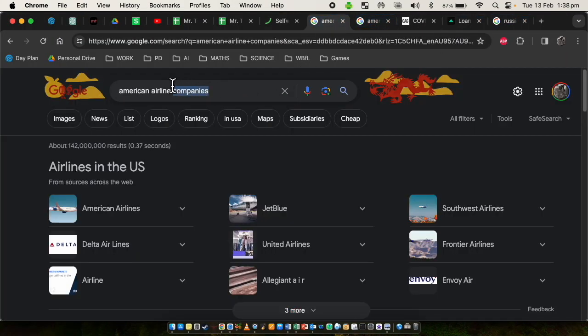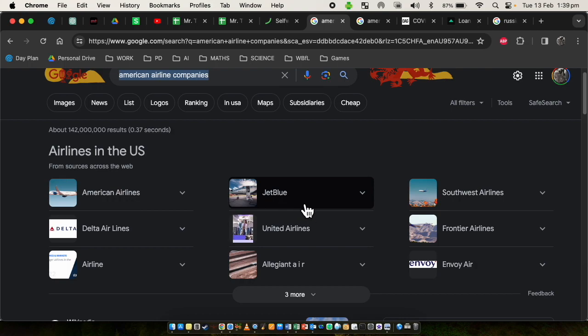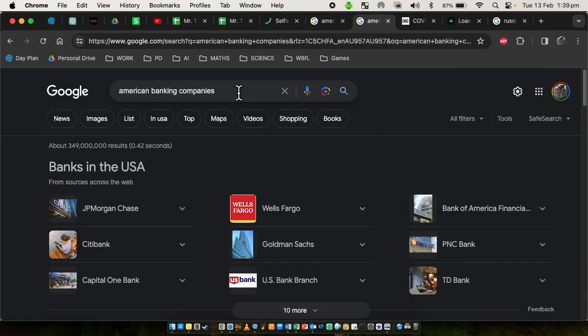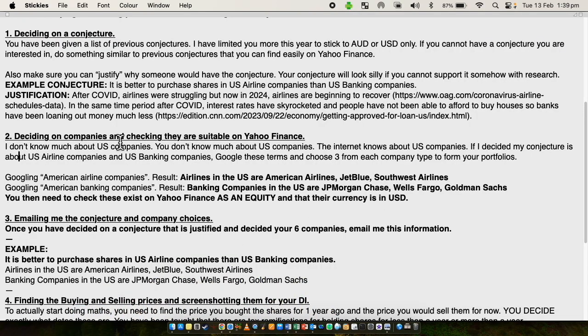What did I Google here? American airline companies. Do I have a list of American airline companies that I didn't know about before? Yeah. Could I choose the top 3? Yep. What did I Google here? American banking companies. Do I have a list of 3 that I didn't know about before? Yes. Good. Quickly choose. But you just need to confirm if it's possible.